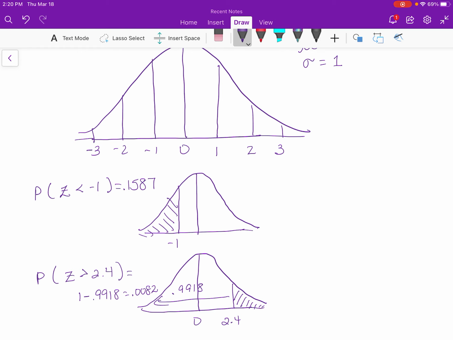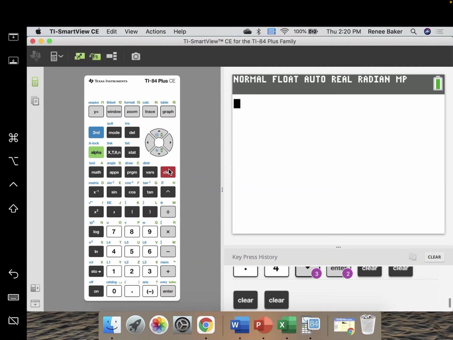And again, both of those are using the Z table. The good part about this is that you don't always have to use the Z table. You could use your calculator. So I want to show you where to go on your calculator so that you can calculate probabilities using the normal distribution. Just like finding probabilities for binomial and geometric and Poisson, you can go to second vars.